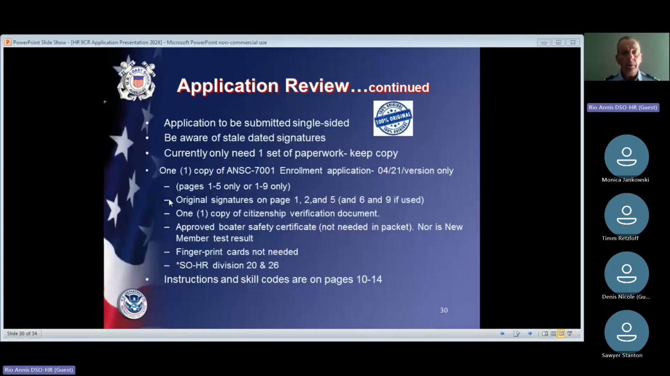As I mentioned before, be aware of stale-dated signatures. If you're working a long time with an applicant and it's been several months before you finally have a completed packet from them, have them just go ahead and re-sign and date the application. They could sign beside or above their previous signature and date.